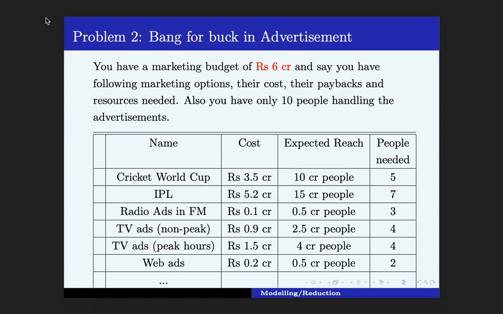So here, the way it works is that you cannot take half of the Cricket World Cup and half of IPL. Such things are not allowed. Either you decide to put it in the World Cup, in which case you need to invest 3.45 crore and get 5 people into it, or you can go for IPL, and similarly for other things. They can be radio ads in FM, TV ads for non-peak hours, TV ads in peak hours. There are various kinds of constraints. So what is the best way of spending your money?